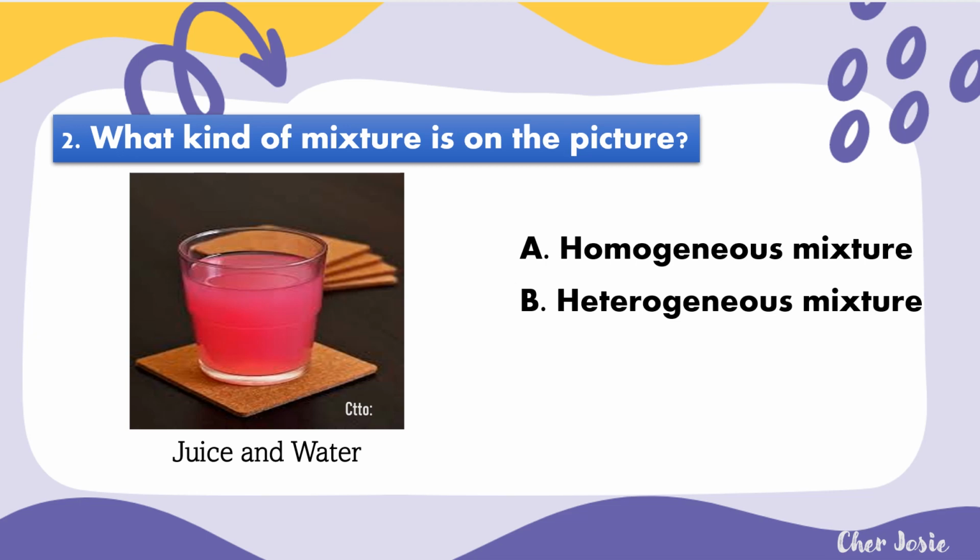Number 2. What kind of mixture is juice and water? A, homogeneous mixture. B, heterogeneous mixture. Go. Ballpens up. The correct answer is letter A, homogeneous mixture.